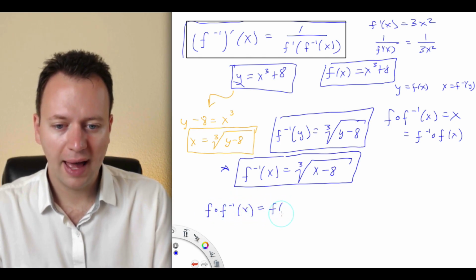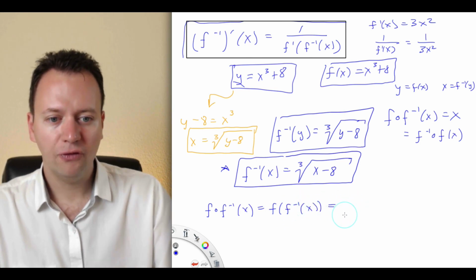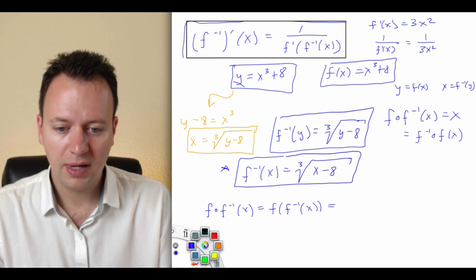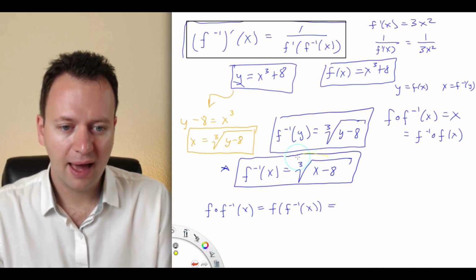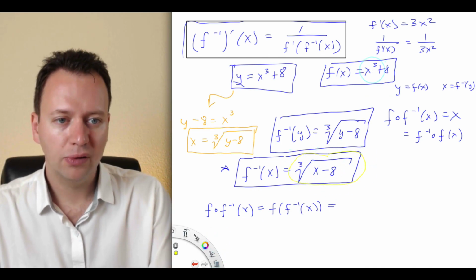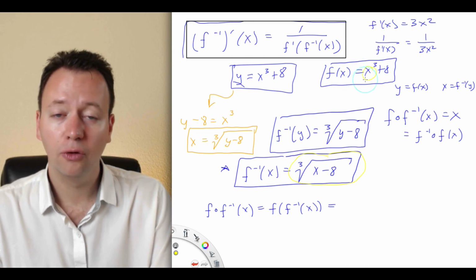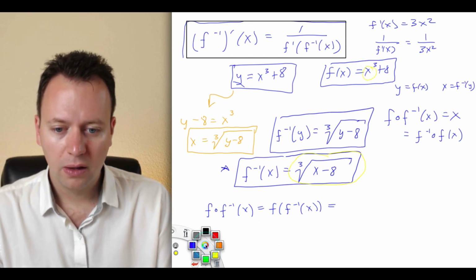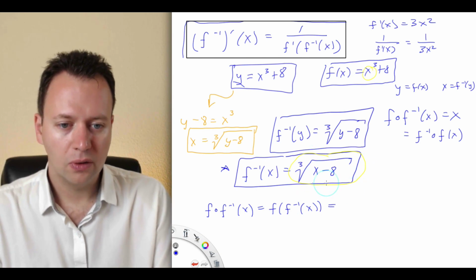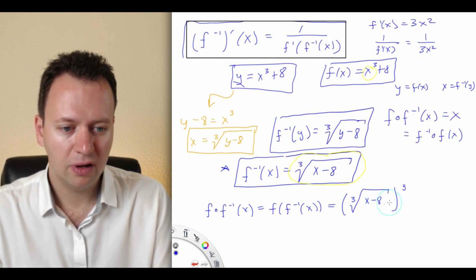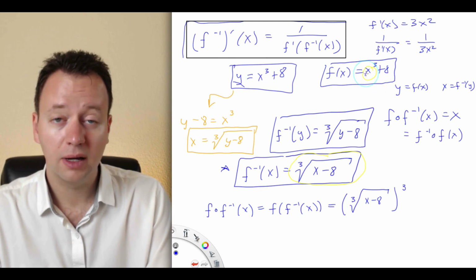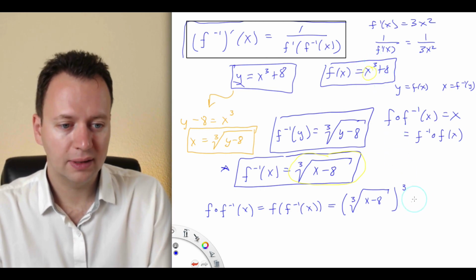So that's literally f evaluated at f inverse of x. What this means is we're going to have to take f inverse of x and then plug it in for the x wherever we see x in the f equation. So this becomes, well, this thing goes into x. So we have cubed root of x minus 8, cubed. So this is f inverse of x right there, replacing this x right here. We're going to cube that, and then we're going to add 8.